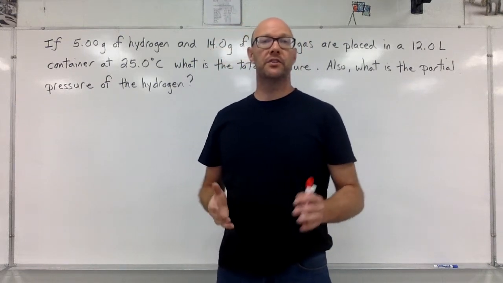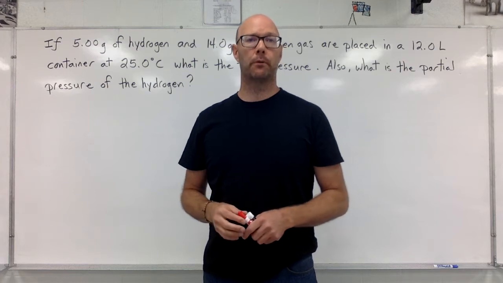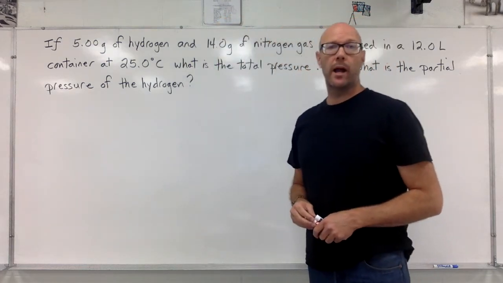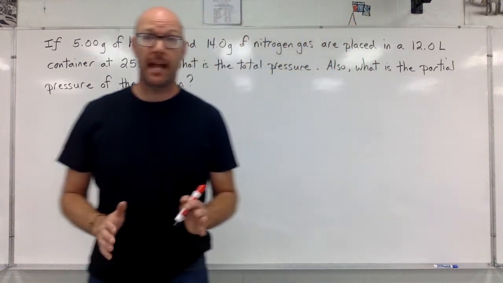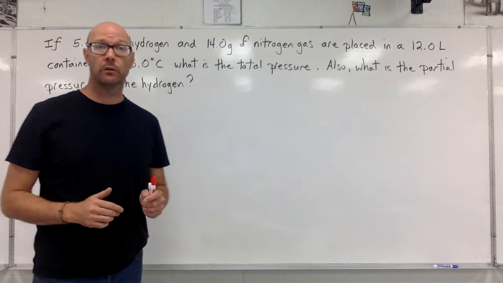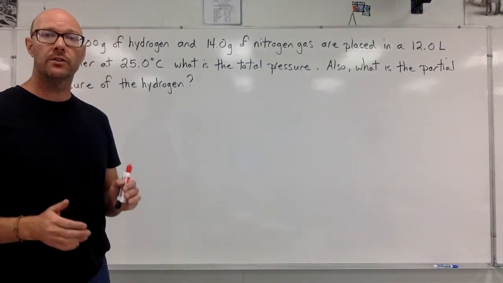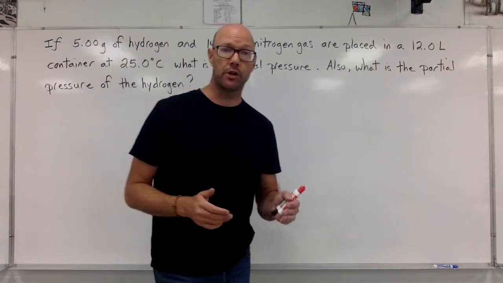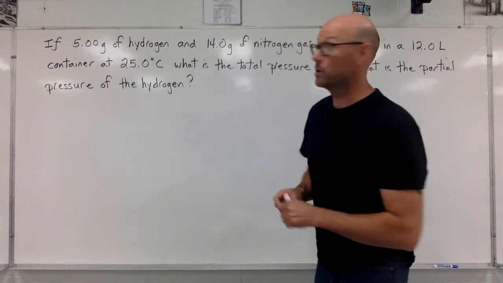Hi everyone, this is another version of a Dalton's law of partial pressure style problem. Here we go. If 5.00 grams of hydrogen and 14.0 grams of nitrogen gas are placed in a 12.0 liter container at 25 degrees Celsius, what is the total pressure? Also, what is the partial pressure of the hydrogen? It's two questions in one. I forgot the question mark.